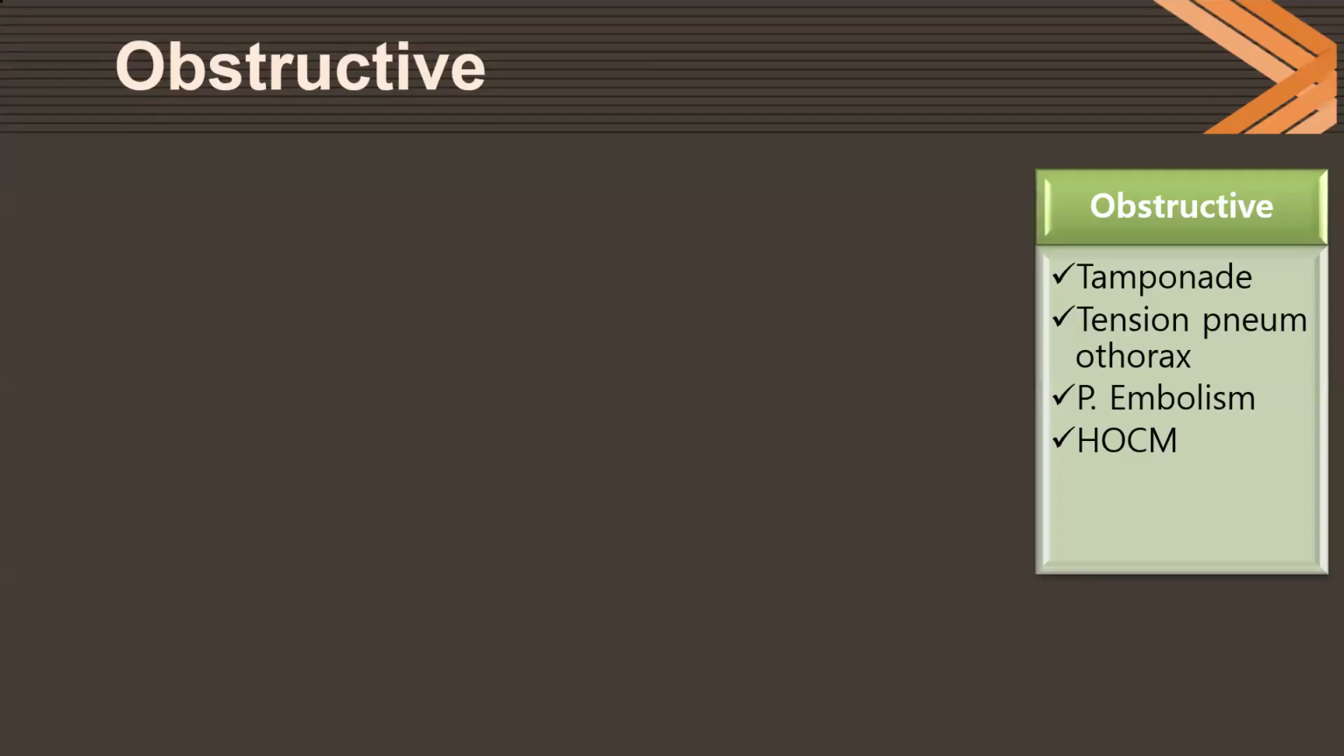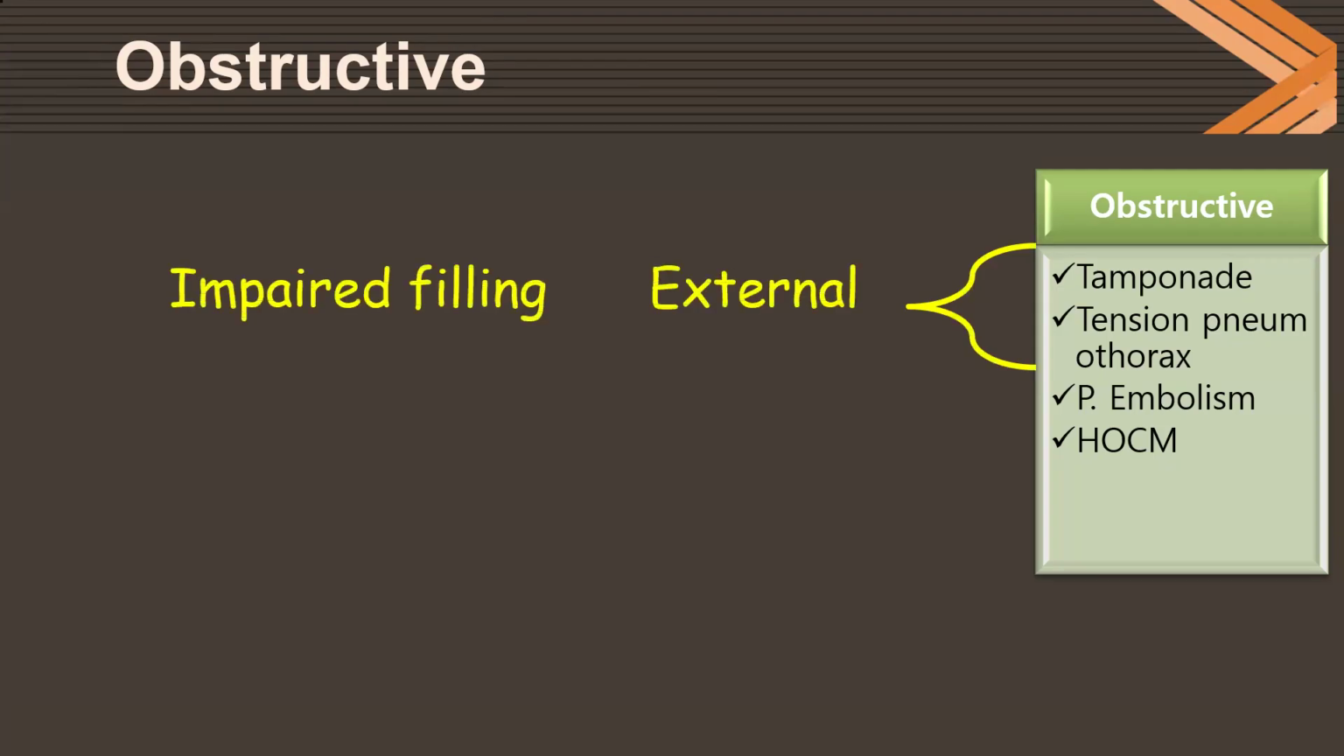Okay. The next type of shock is the obstructive shock. And as you see, these are the most common types of obstructive shock. And if we focus on these types, we'll find that tamponade and tension pneumothorax are external causes, and these cause a sort of impaired filling of the heart.